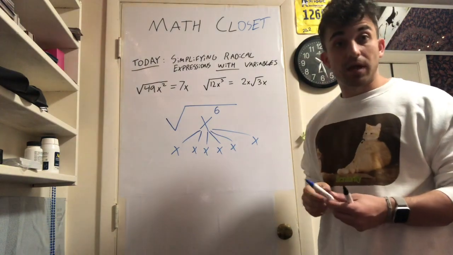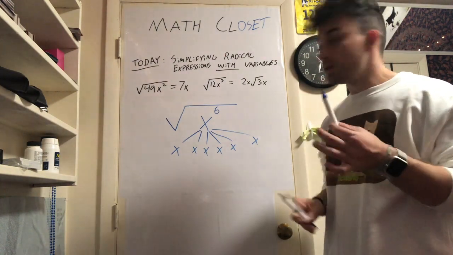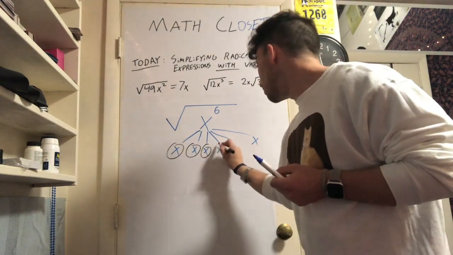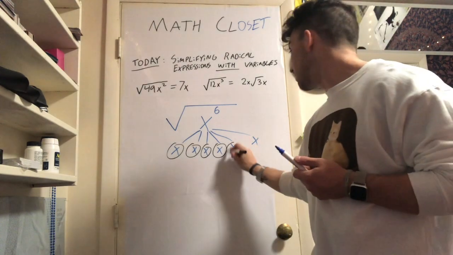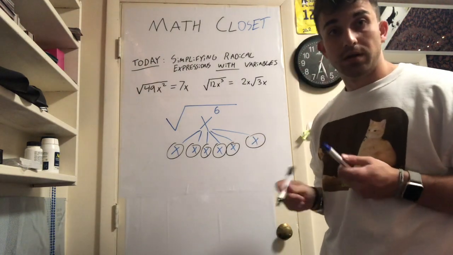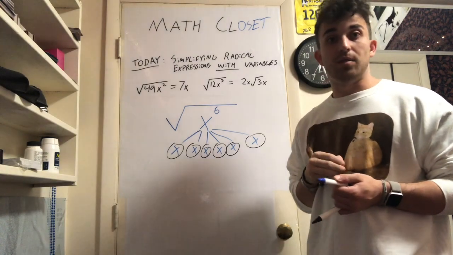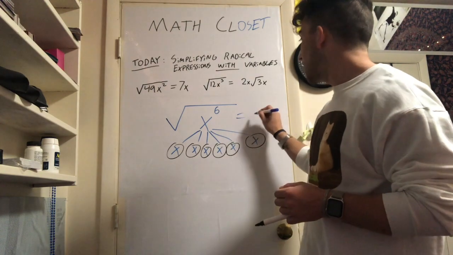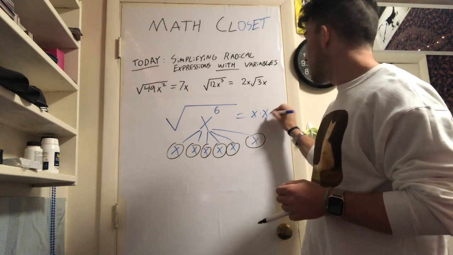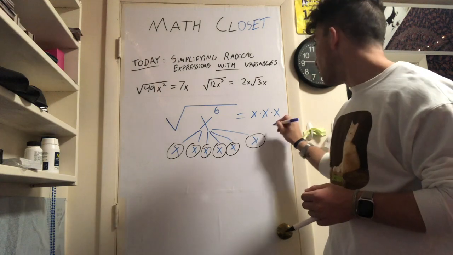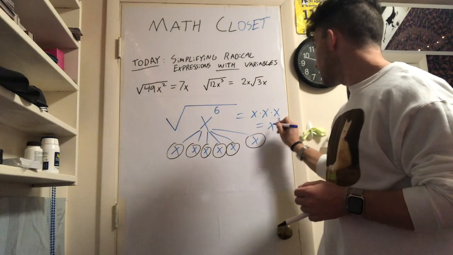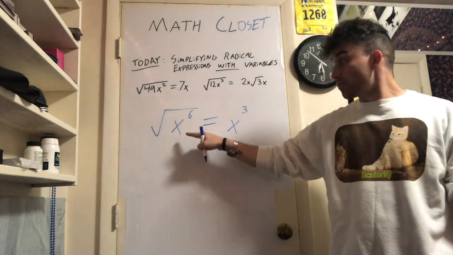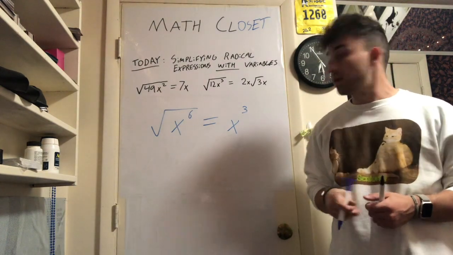If we use that same idea of looking for pairs, well, we have 2 here, that's 1 pair, 2 here, that's another pair, and 2 here, it's a 3rd pair. So I have 3 pairs, and that means I can bring 3 x's out. And so what comes out is x times x times x, or x cubed. So what we end up with there is that the square root of x to the 6th power is x to the 3rd power.